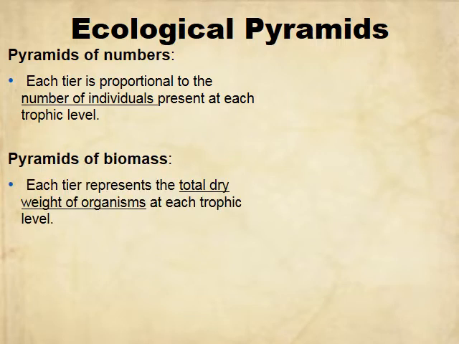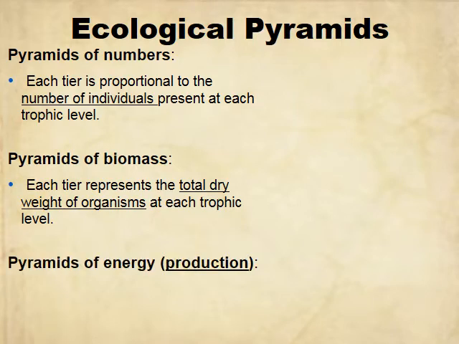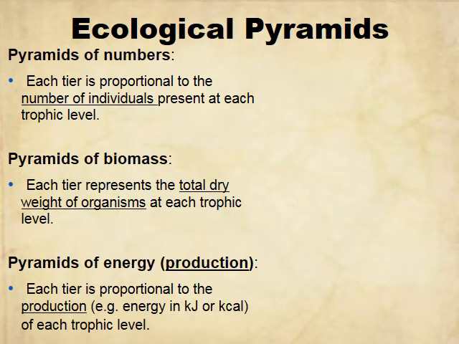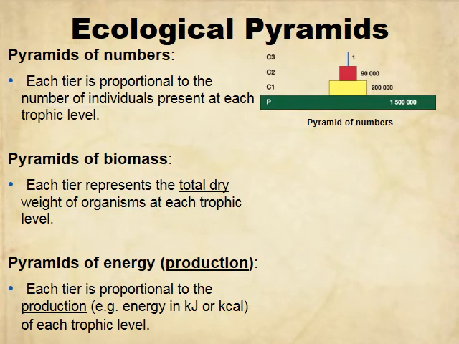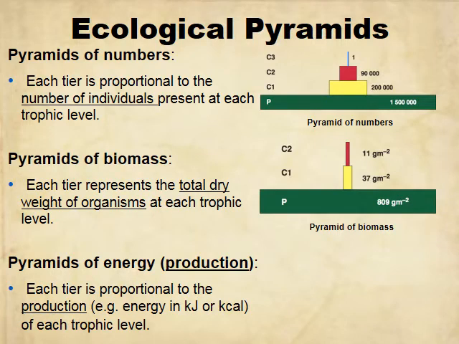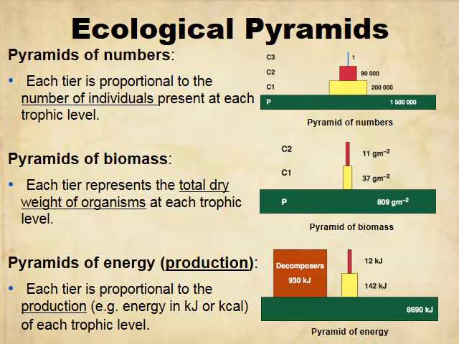Then you have biomass, which is just the amount of dry weight or biomass at each trophic level. And then you have the pyramid of energy, which is the energy in each trophic level. Usually they look like pyramids. You can see the bottom is always the largest. You need to have a very large base, because if only 10% of that energy, numbers, individuals are going up to the next level, you need to have a very large base.